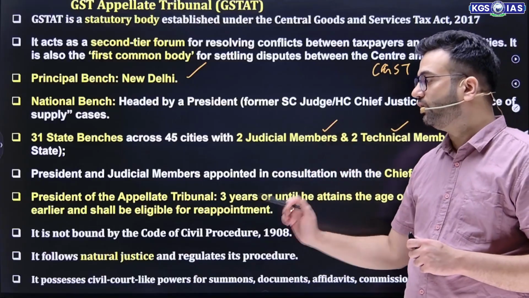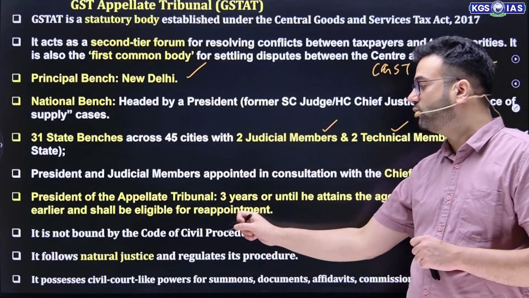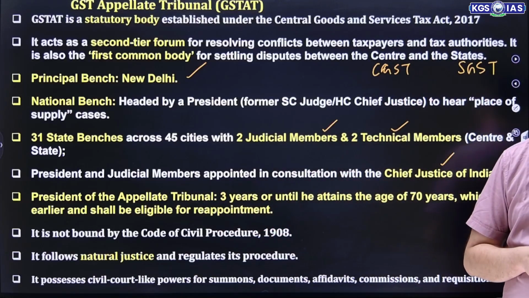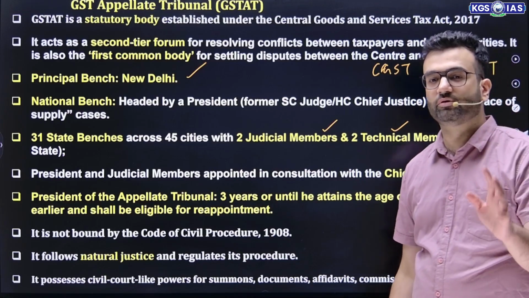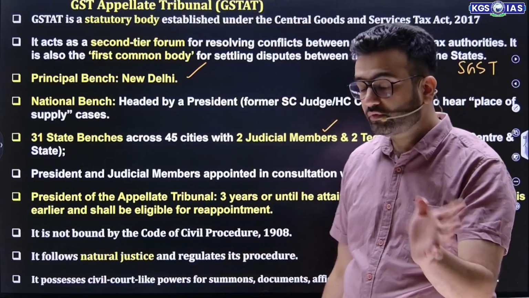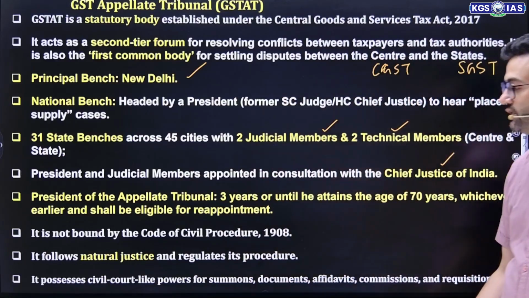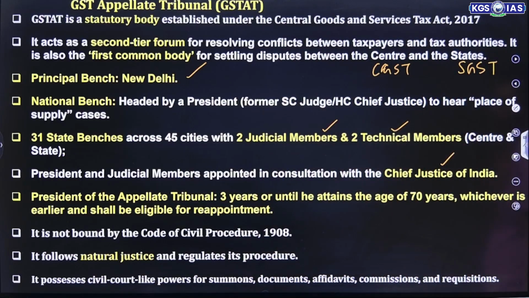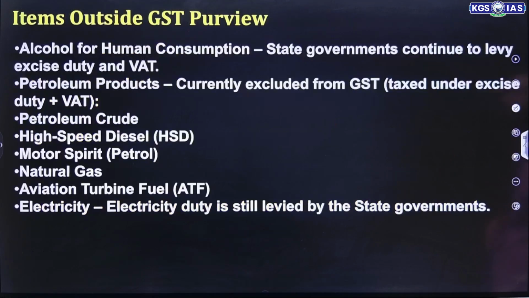The next very important point: they are not bound by the Code of Civil Procedure 1908. The GST Appellate Tribunal is not bound by the Code of Civil Procedure. It acts on the basis of natural justice, which regulates its procedure. Then it possesses civil court-like powers for summons, documents, affidavits, commissions and requisitions.